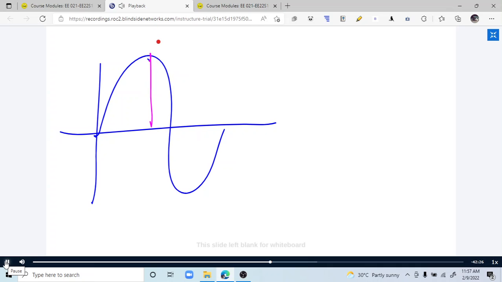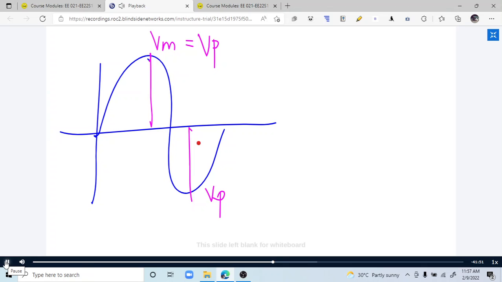So we have here the VM, or the maximum amplitude. In other books, it is called VP. What is VP? Peak value. So we have the maximum peak value, and we also have the minimum peak value. This one is the maximum peak value, and this one is the minimum value of a certain parameter. So it's either a voltage or a current.